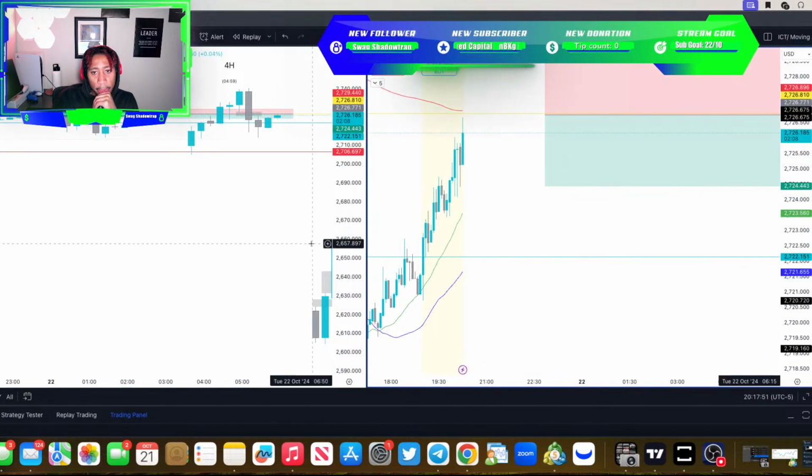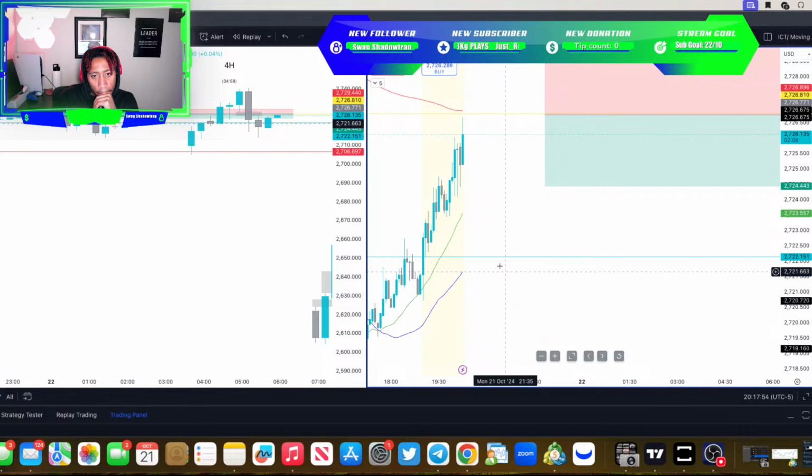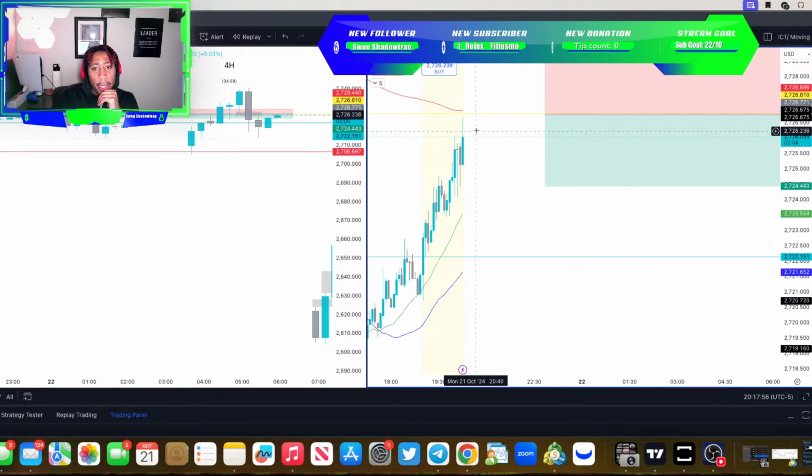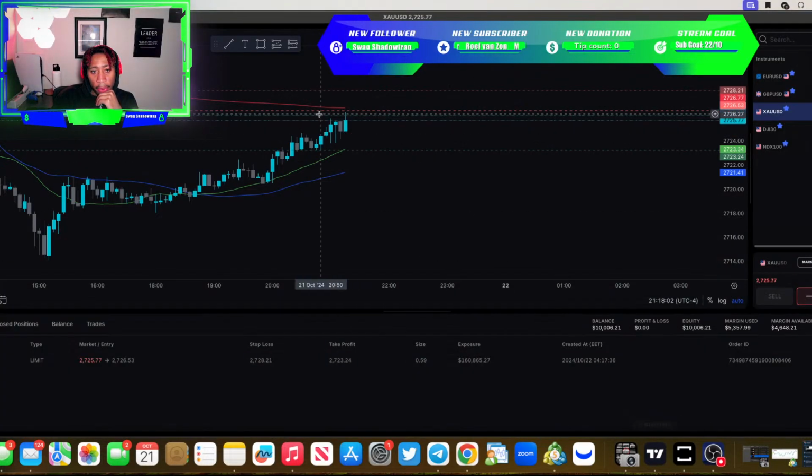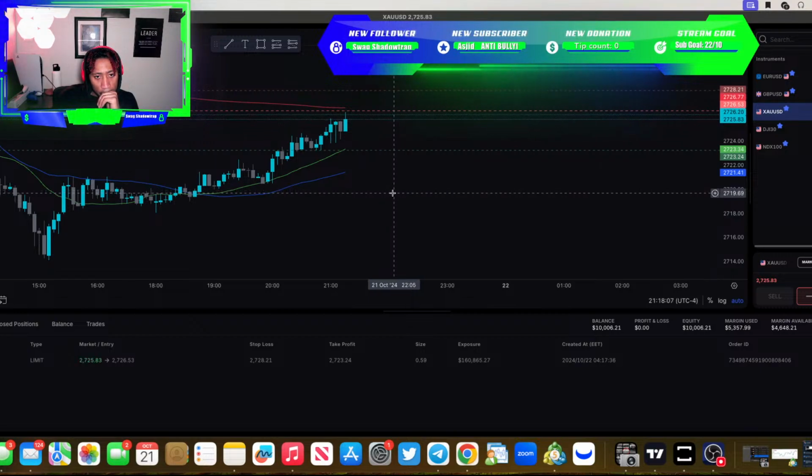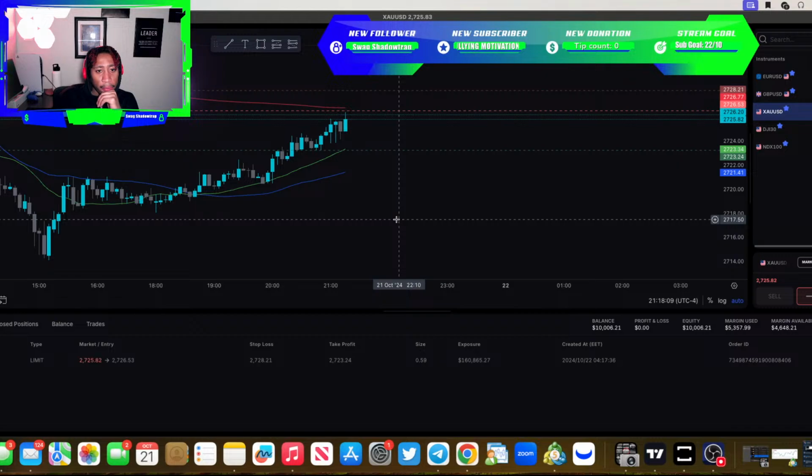I just don't think that's gonna happen now. Because if it goes back up there, then that's the second rejection we get, which is a more powerful one. Then we can really see if it's respecting that fair value gap. Just need to see if we're going to get filled.